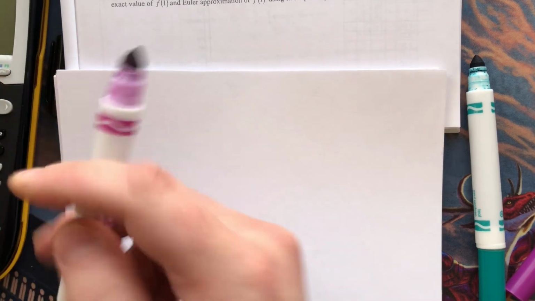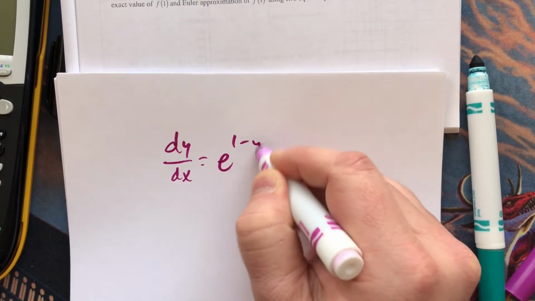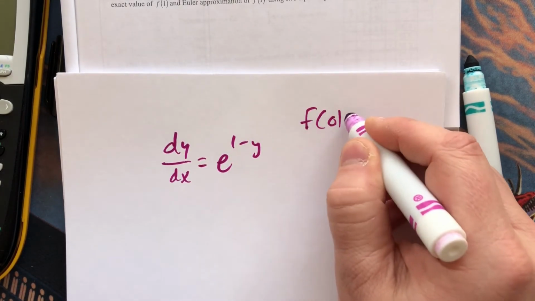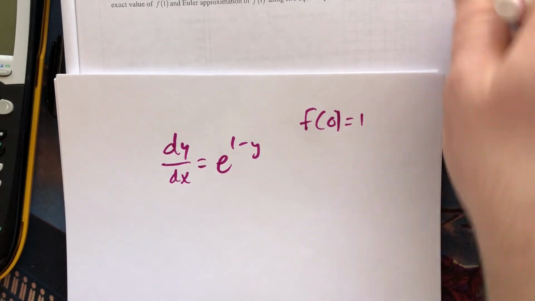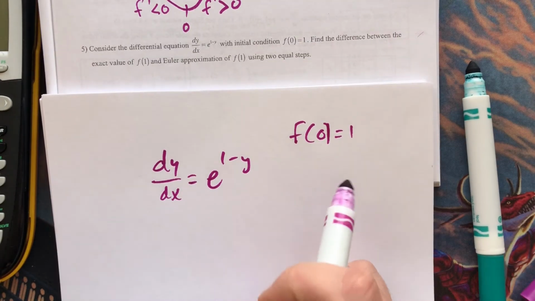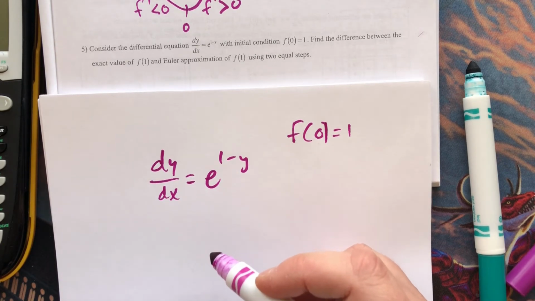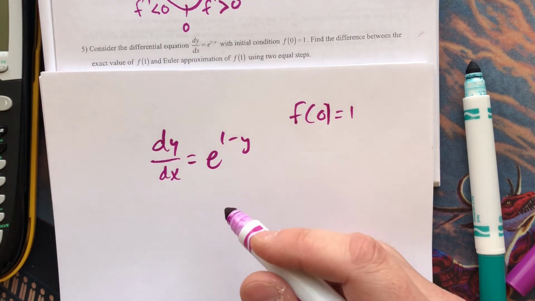Consider the following differential equation. dy dx is equal to e to the 1 minus y. Initial condition f of 0 equals 1. Find the difference between the exact value of f of 1 and the Euler approximation of f of 1 using two equal steps. Ooh, this is a good AP question.